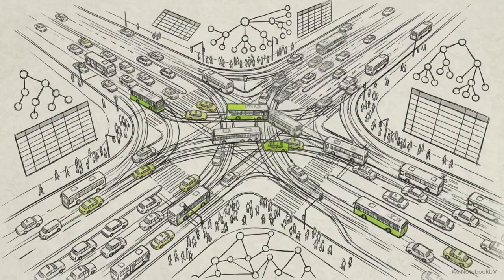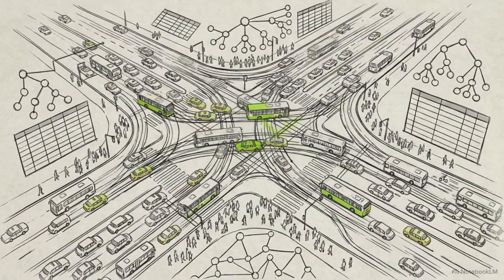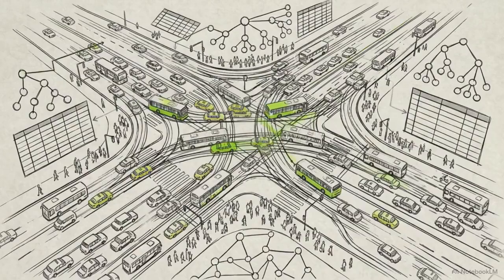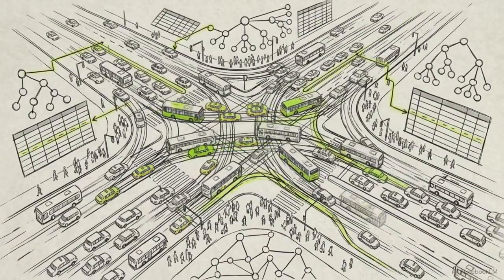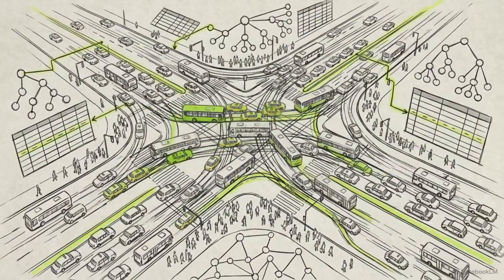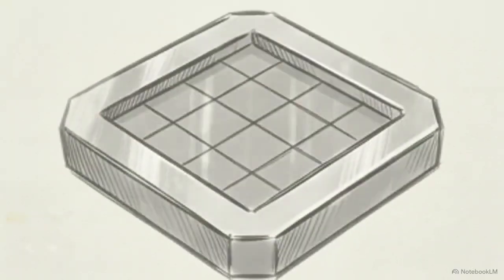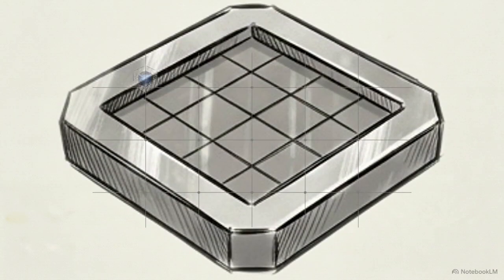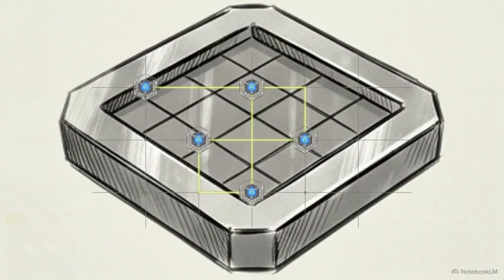Take a look at this city intersection. The real world is chaotic and densely interconnected, with thousands of moving parts navigating around each other simultaneously. But computer systems cannot store information in chaos. They require absolute, rigid mathematical structure.